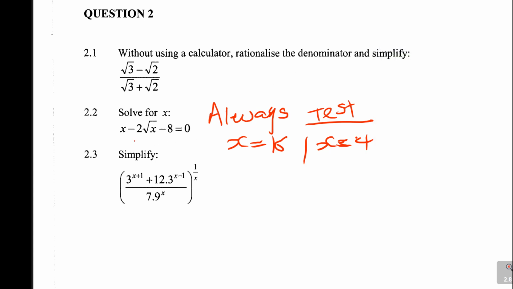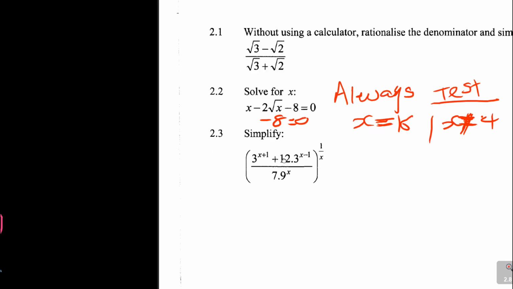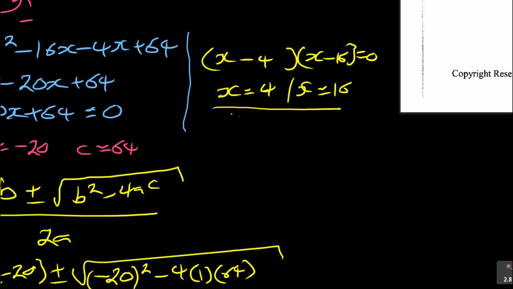So it means minus 8 is equal to 0. So you can see that 4 is not a solution. So you write it like that: x is equal to 16 and x is not equal to 4. Please always remember that. So when you come here, the answer therefore becomes x is not equal to 4, but x is equal to 16.